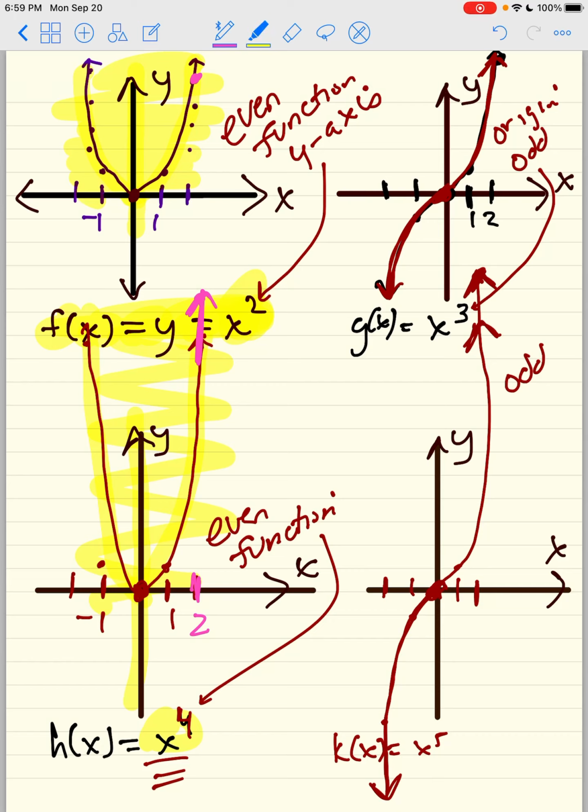And then the odd ones are similar. We're going to learn that these are what we call parent graphs, okay? So we're going to talk about translation soon. But right now, the odds are similar and the evens are similar. And if you're asking, well, does x to the 6 follow this? Yes, and let me just do this for you here.